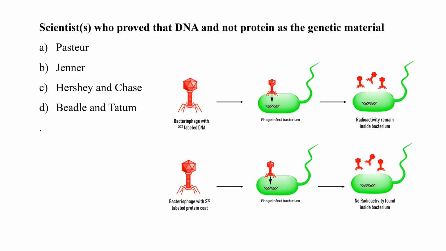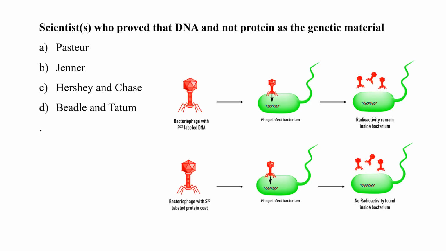They labeled the DNA with phosphorus 32. Remember, phosphorus is only present as a part of DNA, not as a part of protein. While they labeled the protein coat with sulfur, which is part of only amino acids, not the DNA. So DNA was labeled specifically, and the protein coat was also labeled.